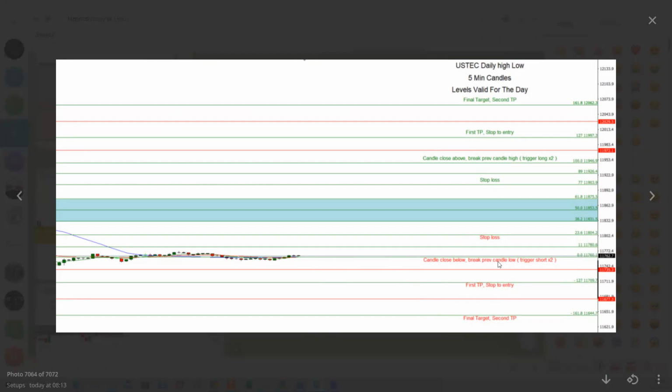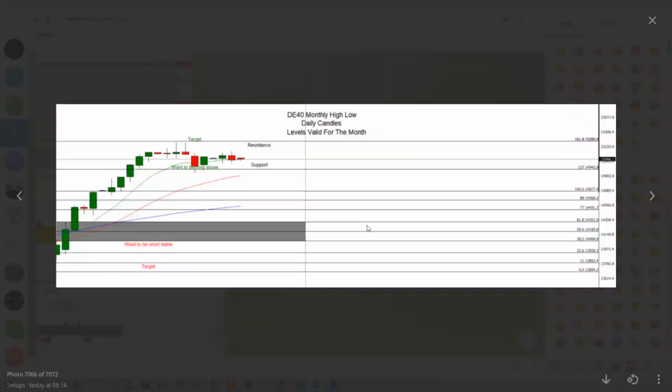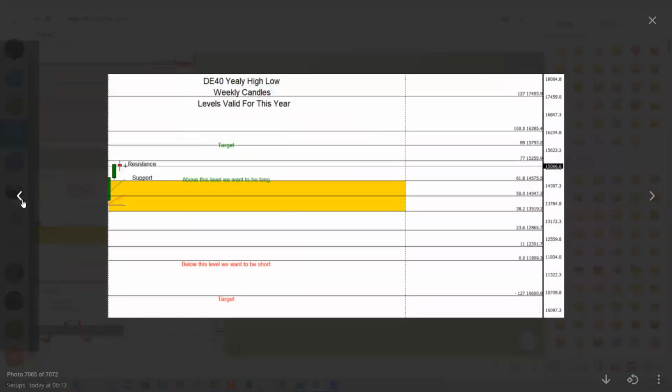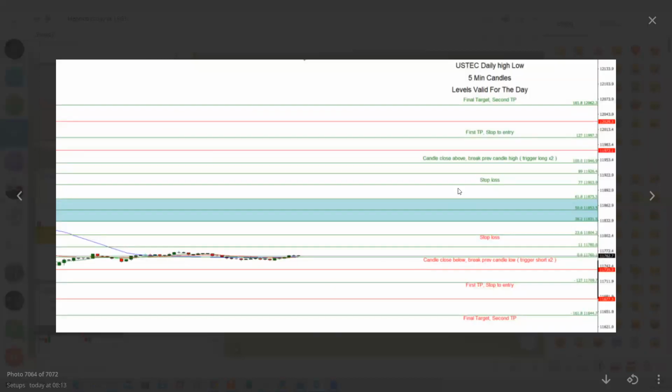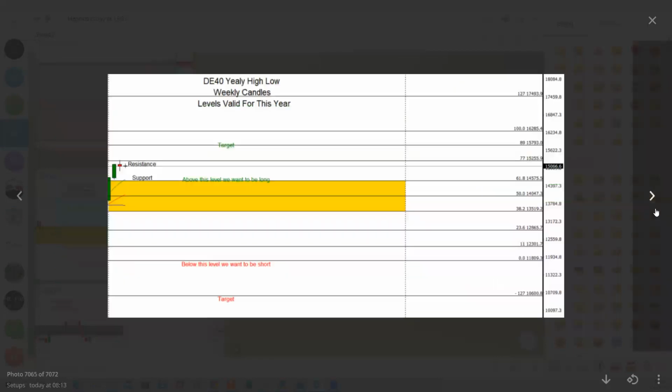Remember, guys, the rules for the red lines, and the same for the longs. And same for the longs. So for a long, we want a candle close above the 100 level, break previous candle high to aim for the 127 first TP, 161.8 second TP, and stop loss being at the 77. Remember, guys, same rules apply with the red lines.